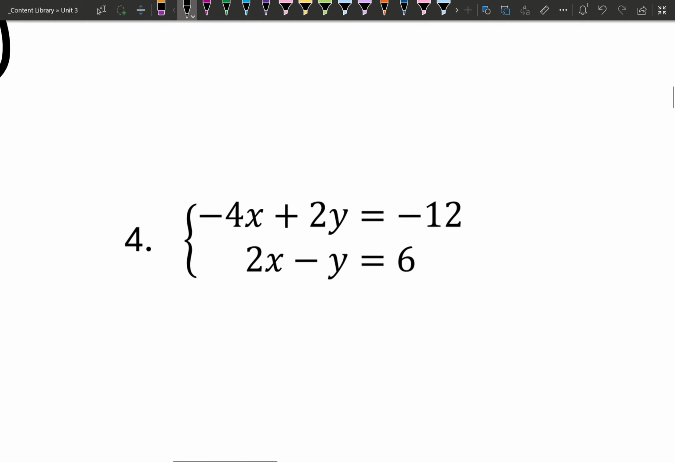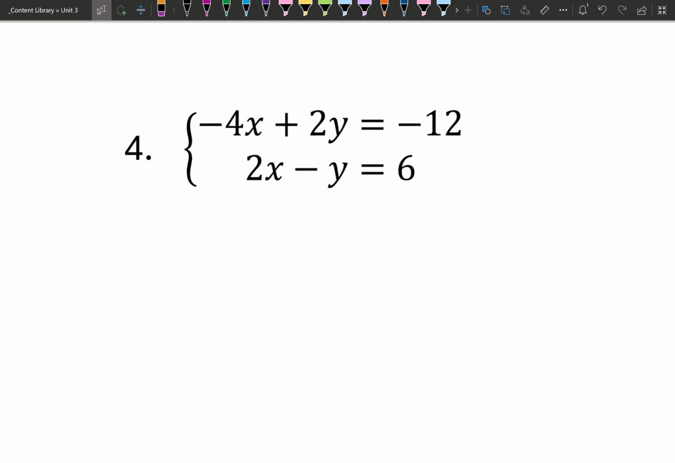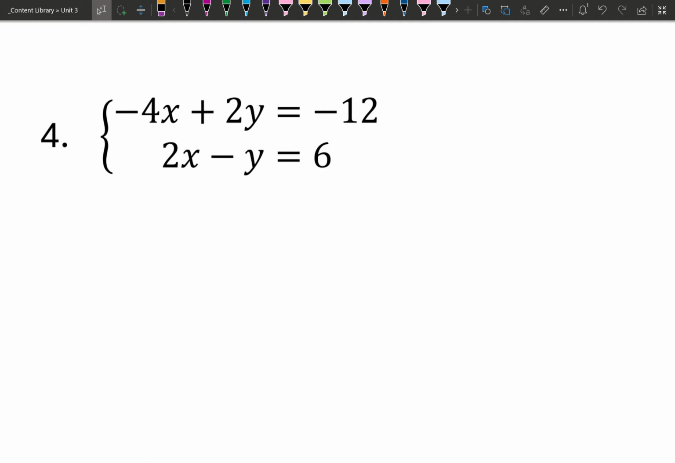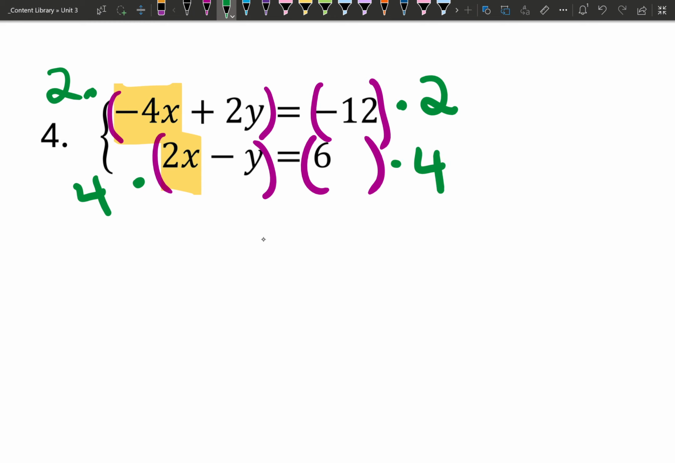All right. Number 4. Let's check this out. Do we have opposites? Boo. We kind of have opposites, but not really. We have a negative and positive x, a negative and positive y. However, they're not the same numbers, right? We have a 4 and a 2. So let's do some multiplying. We're going to multiply in order to get rid of the x's. That's just what I feel like today. So we got negative 4x and 2x. Because we already have a negative, I'm going to multiply both sides of the top equation by 2 and the bottom by 4. So I didn't need to multiply by negative numbers. Let's see what we get.